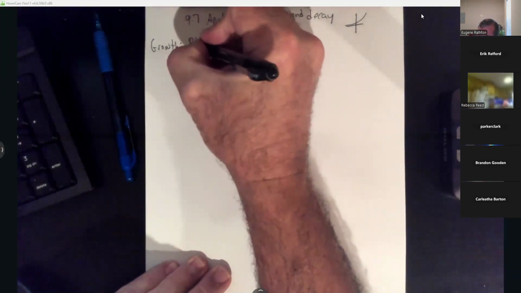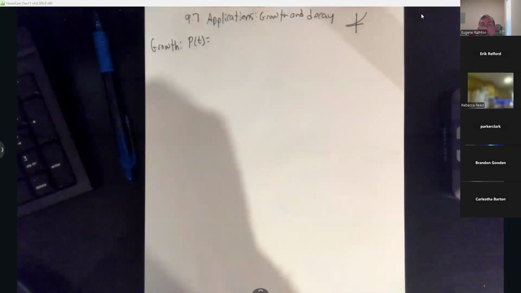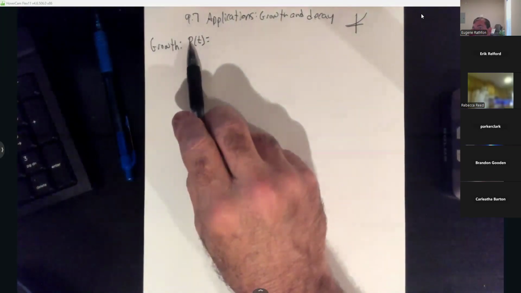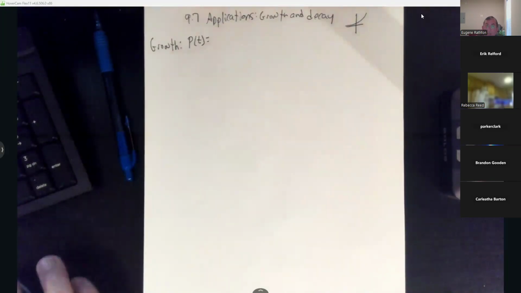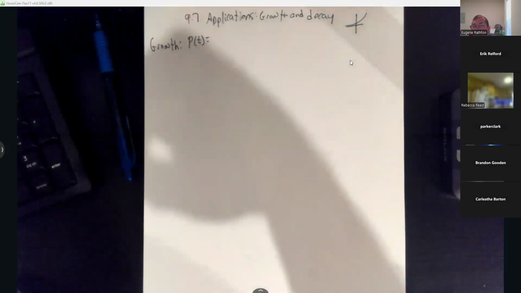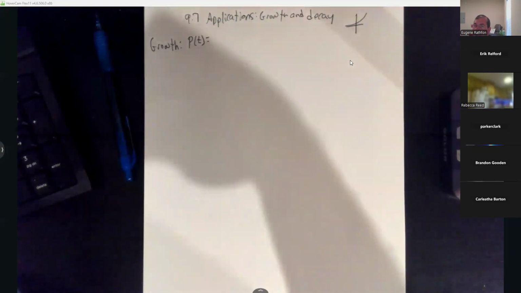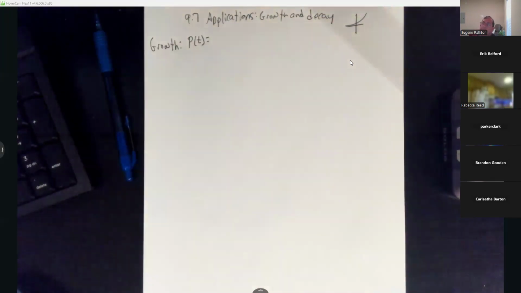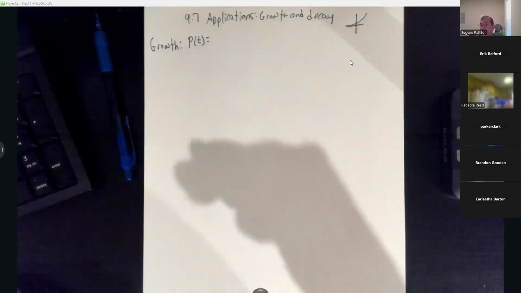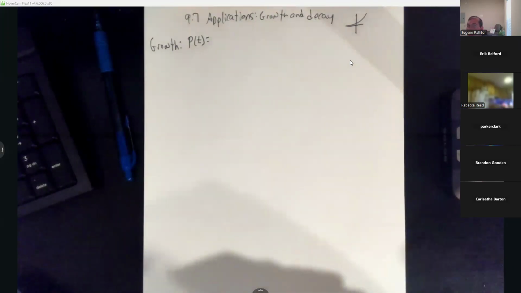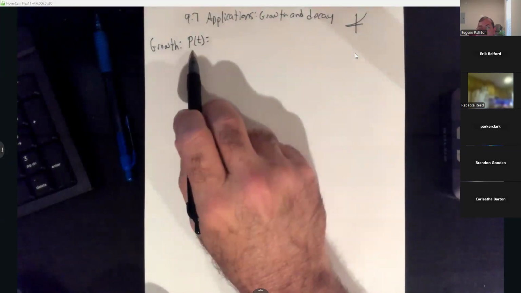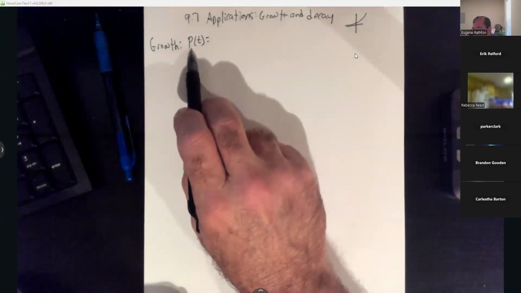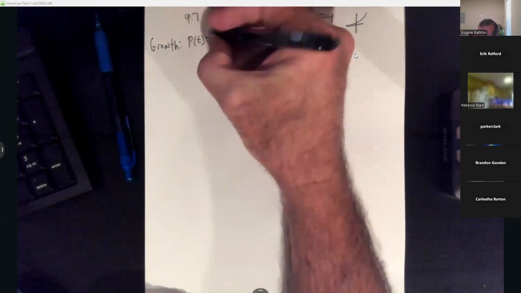So P of T. Now, in these formulas, they use P a lot because P stands for populations. And population is an example of exponential growth, okay? Because the population can double after so many years and then double and double and keep on doubling, okay? So that's why they got a P in this formula. That stands for population. All right.